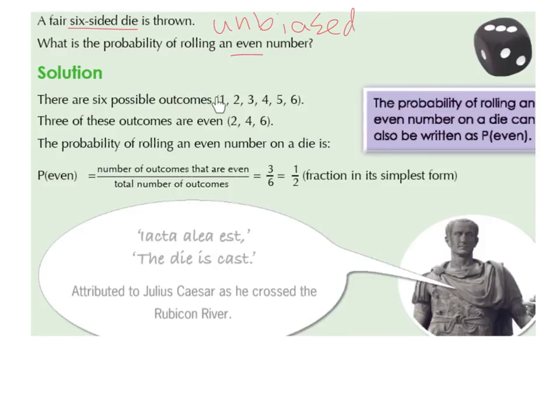Well, there are 6 possible outcomes when you roll a dice, 1, 2, 3, 4, 5, or 6. 3 of these outcomes are even, 2, 4, and 6. So the probability of rolling an even number on a die is, so probability of even equals number of outcomes that are even divided by the total number of outcomes. Or we can say probability equals want over total.